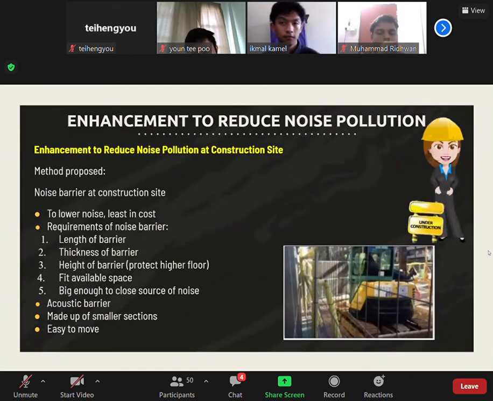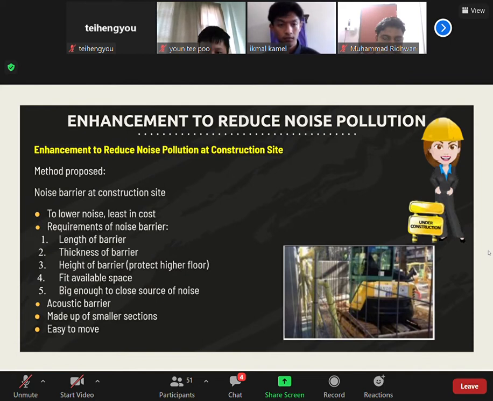Okay, enhancement to reduce noise pollution at construction site. We need to know that to choose a noise barrier, it must comply with its aim, which is to lower noise and also be least in cost. And there are a few requirements of a noise barrier. The barrier must cover the length of the noise source, and it must be thick enough to absorb or block the noise. And it must have enough height to cover the noise.